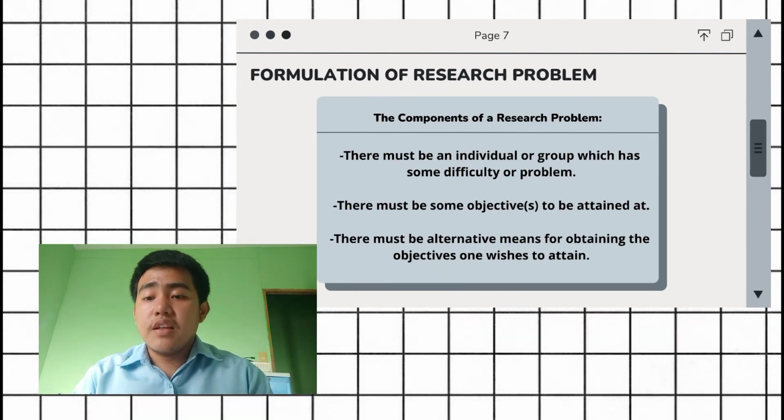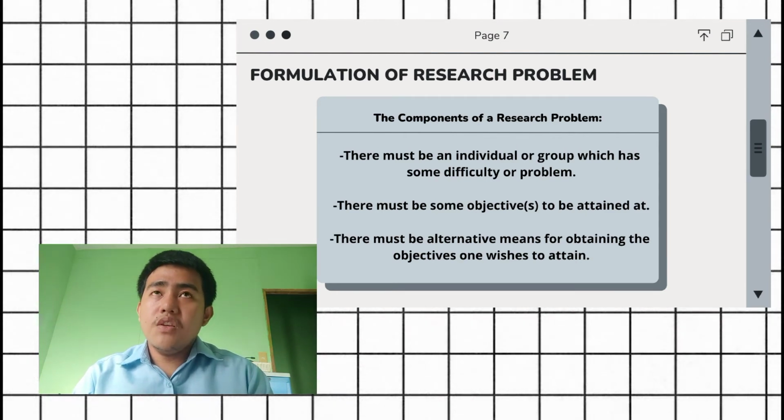This means that there must be a group who has to solve the problem. Second, there must be some objective to be attained, and there must be alternative means of obtaining the objectives one wishes to attain.